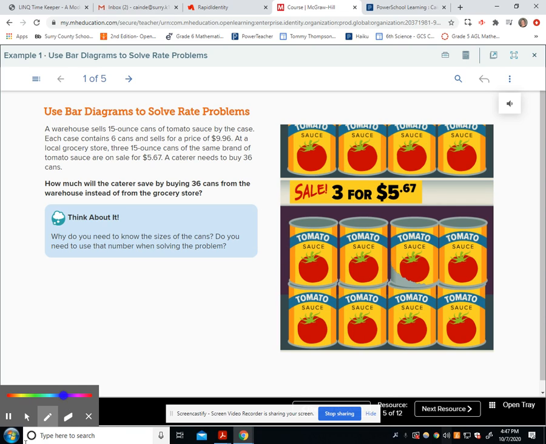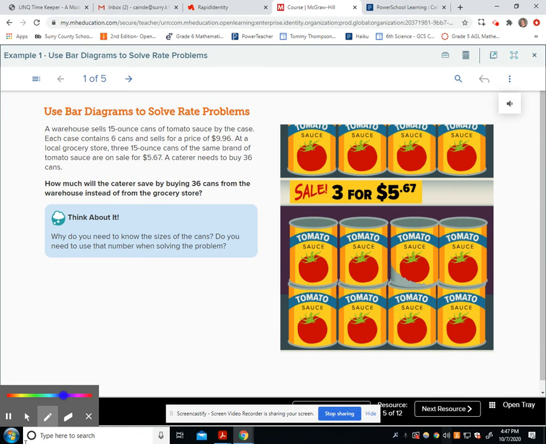Hello, boys and girls. Today you'll need to turn, please, to page 66 in your math book. We're going to be looking at example 1 using bar diagrams to solve rate problems.